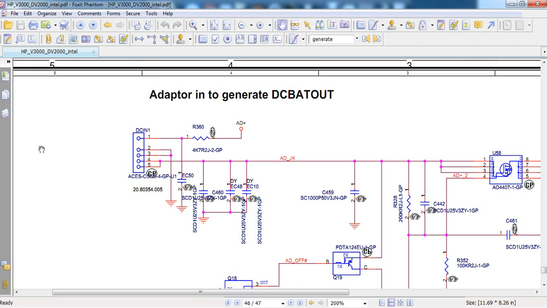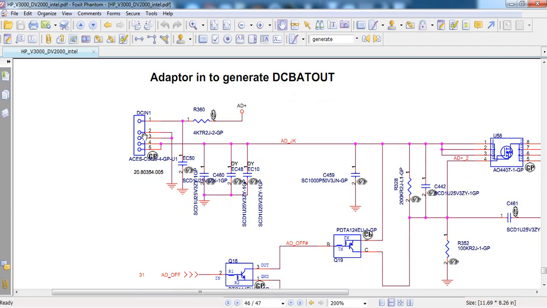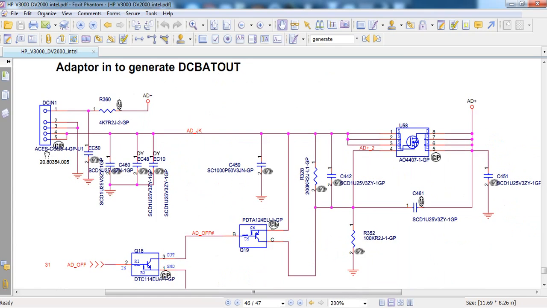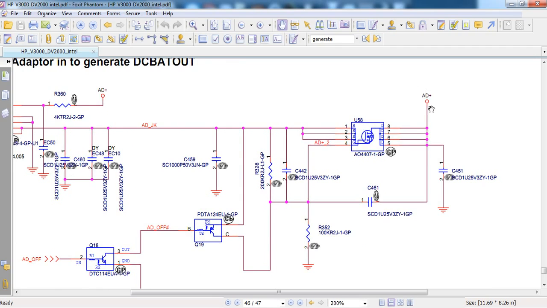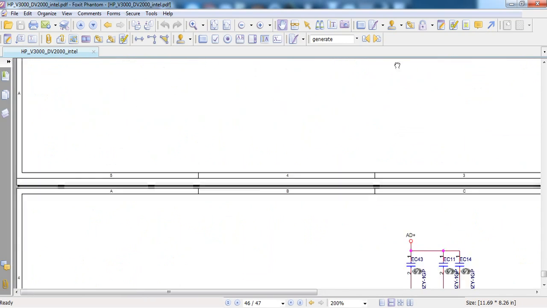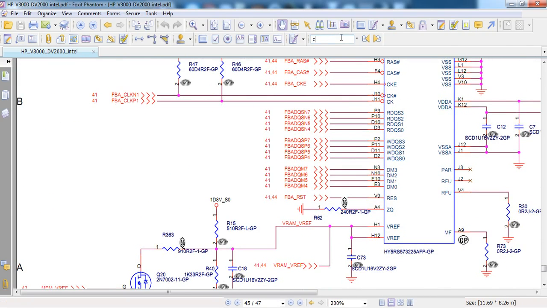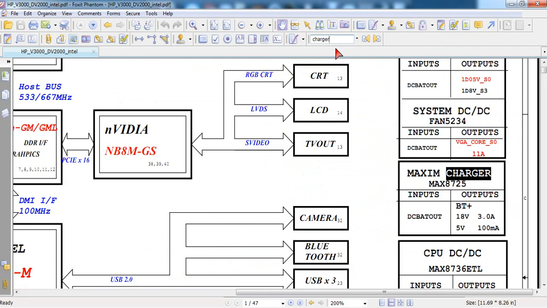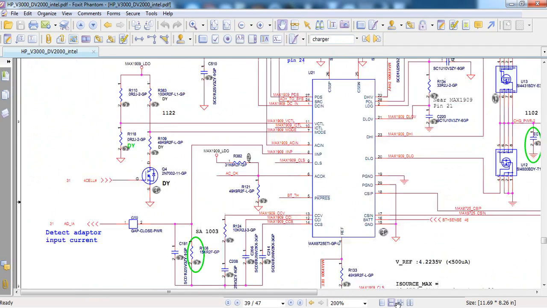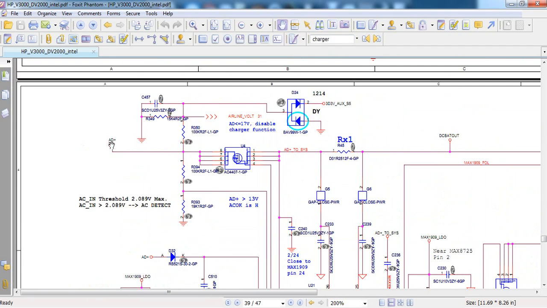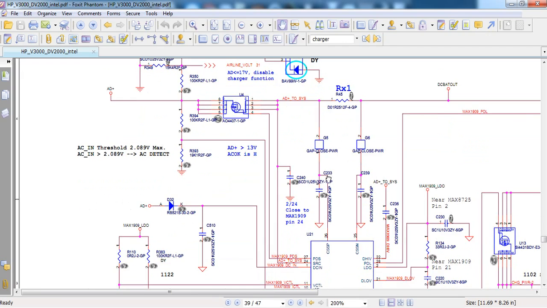This is your adapter socket. When you plug in the adapter, it is connected with these connectors, and this adapter voltage is 19 volt. This 19 volt goes to this MOSFET, and this output voltage is called AD plus. This AD plus goes to the charger IC. Yes, this is the charger IC. This is the AD plus input signal. The AD plus coming out from that MOSFET comes to this charger IC section.